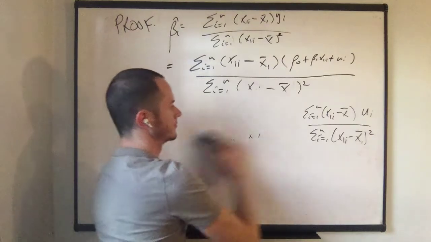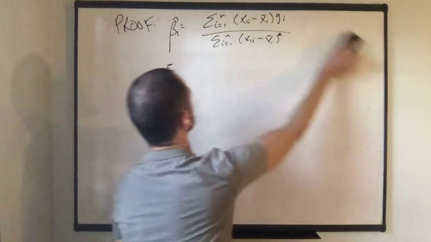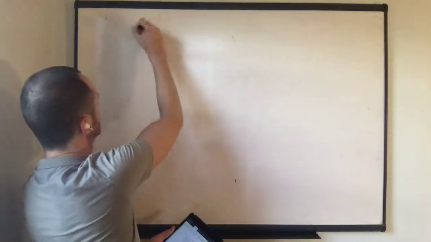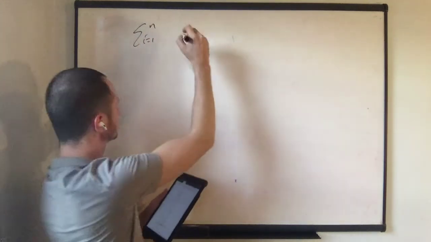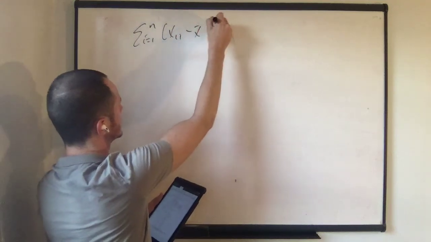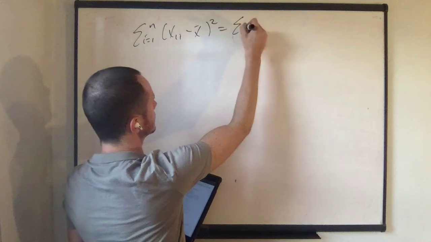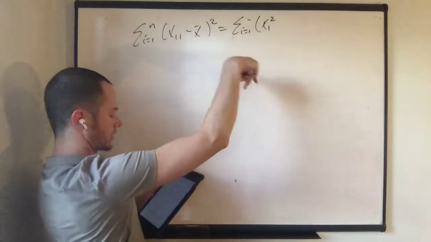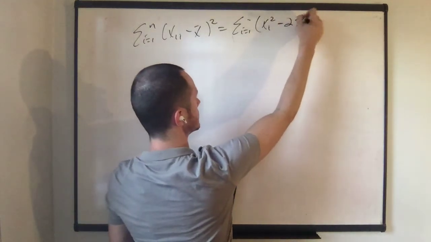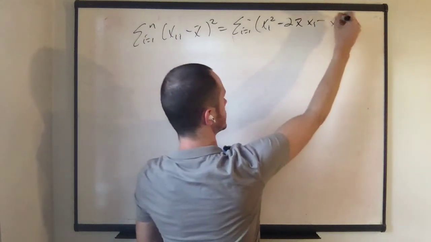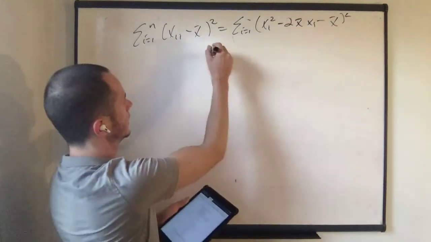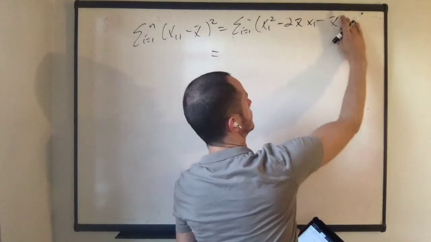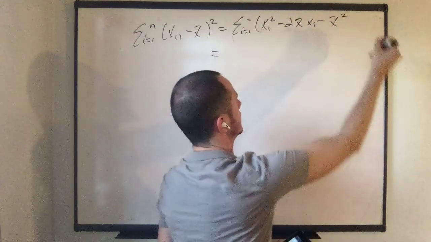So I'm just going to erase this. And observe that the sum from i equals 1 to n of (x1i minus x bar) squared is equal to the sum from i equals 1 to n of xi squared. We're just going to multiply this out: xi squared minus 2 x bar xi plus x bar squared. No, that's not squared, there's no parentheses there. Whoopsie daisy. Parentheses is there.